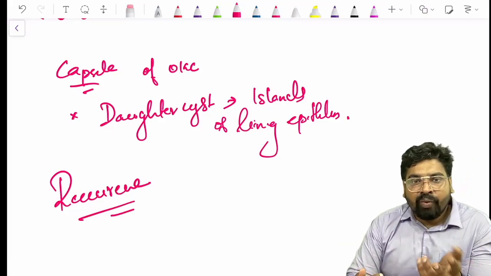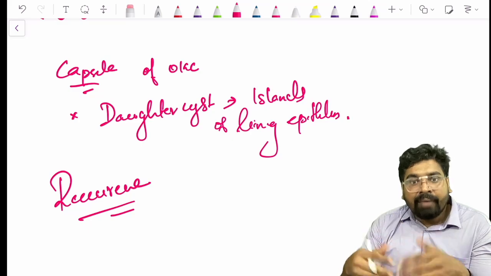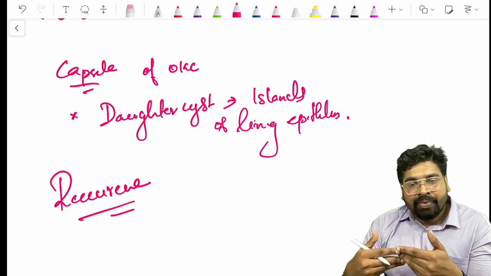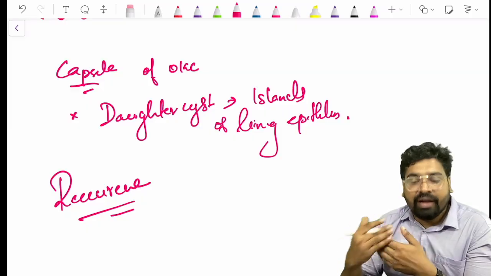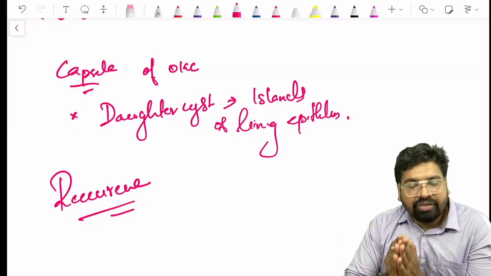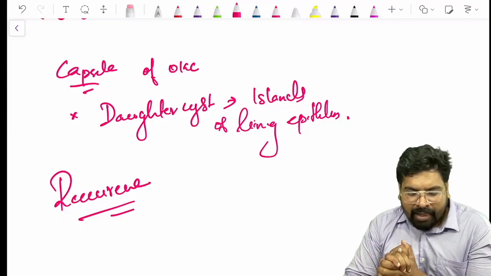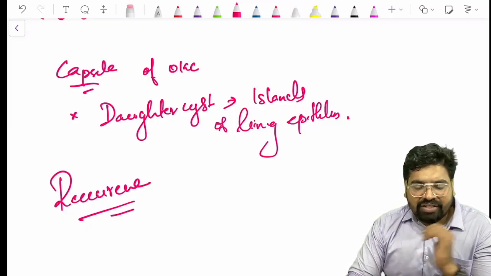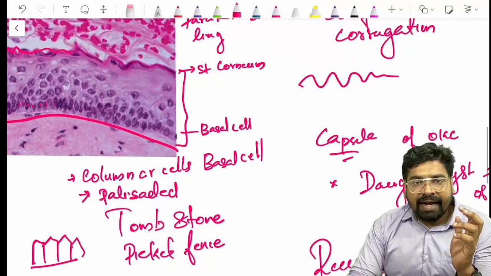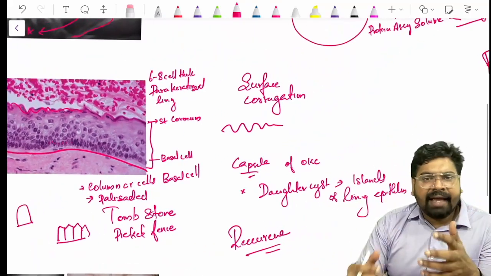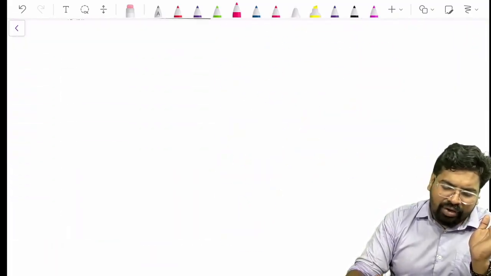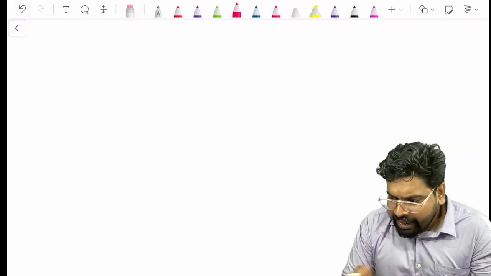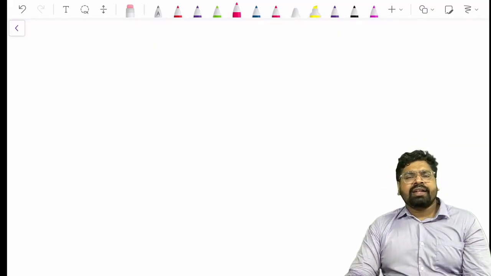What do you mean by recurrence? Recurrence means coming again and again. Once there's an OKC, you remove it, again that OKC happens, you remove it. That is recurrence. This is happening mainly because of the daughter cyst. So you have lumen with keratin, lining, and the capsule. So you know the histology of OKC now. Let's see what else there is.